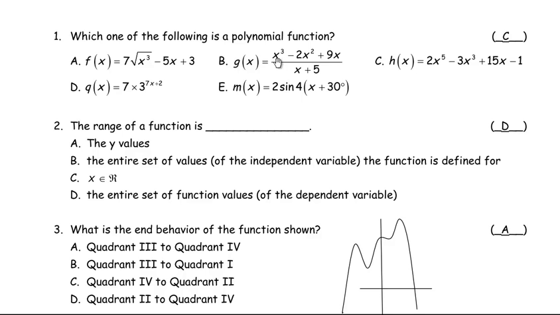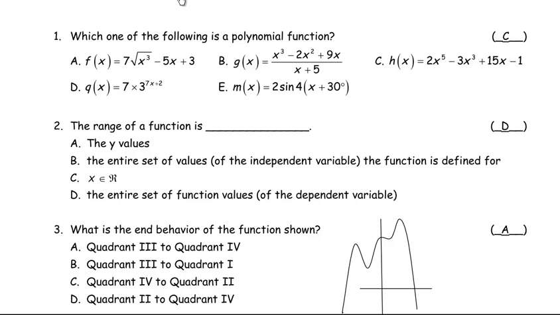The x plus 5 is a polynomial, and so is the x cubed minus 2x squared plus 9x. And that would be a rational function. E is a trig function because of the sine. D is actually an exponential function because of the x in the 7x plus 2 in the exponent here. And A here, the negative 5x and the 3 are okay. If that was all there was, then it actually would be a simple polynomial.